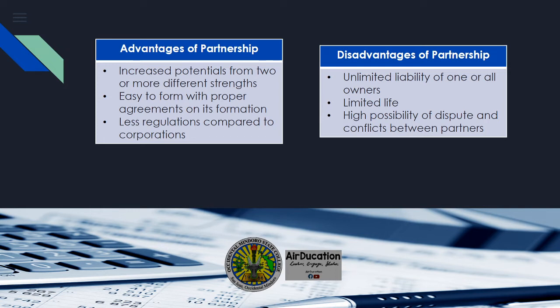Okay. And next one, easy to form with proper agreements on its formulation. Unlike sole proprietorship, which is very easy to establish, partnership is somehow easy, but not very easy, because since you are bound by articles of partnership, you need to register with the Securities and Exchange Commission, because to strengthen that partnership, you need to register the business with the SEC.